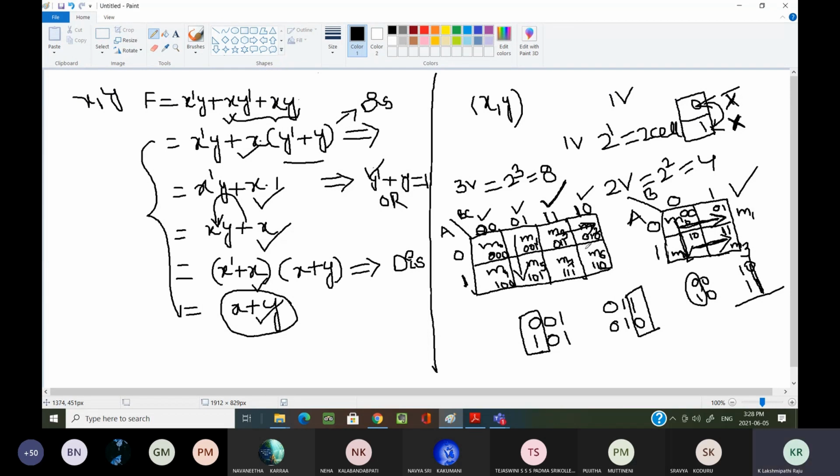If you say the answer, definitely I can give you some gift. Unit distance code or cyclic code. Very good.